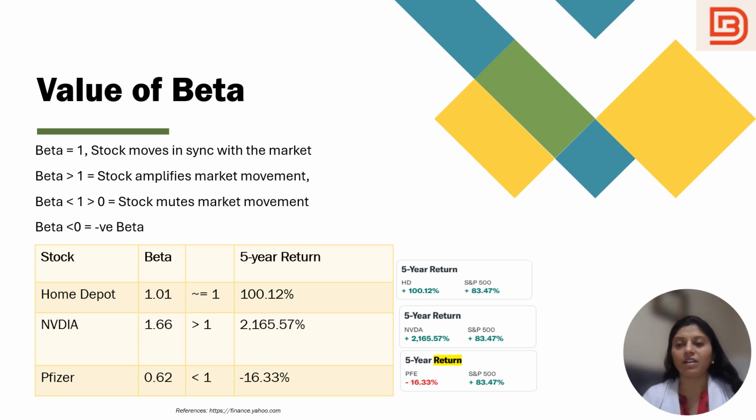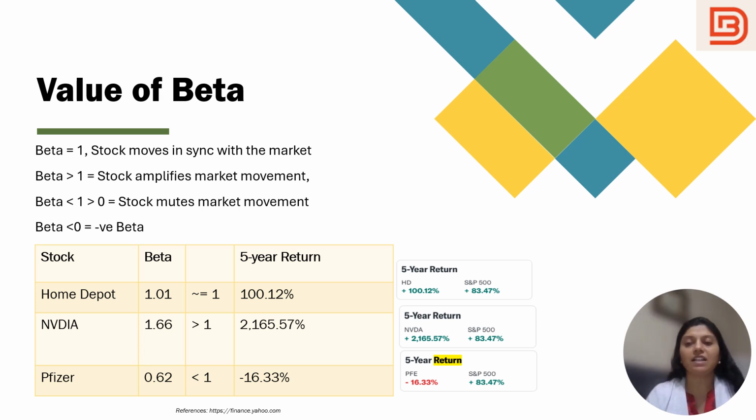Beta greater than 1 indicates that the stock amplifies market movements. For example, Nvidia has a beta of 1.66. If the market goes up by 10%, Nvidia will go up by 16.6%. But if the market goes down, then the stock will go down by 16.6% and will have more losses. Hence, such stocks where the beta value is greater than 1 are considered to be more volatile.